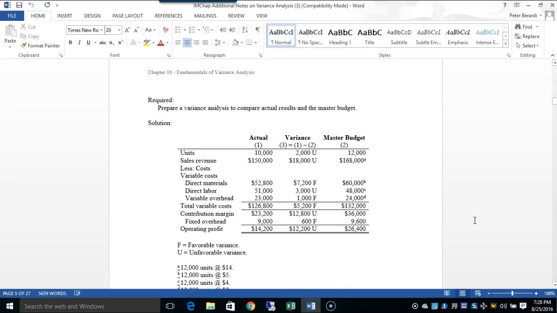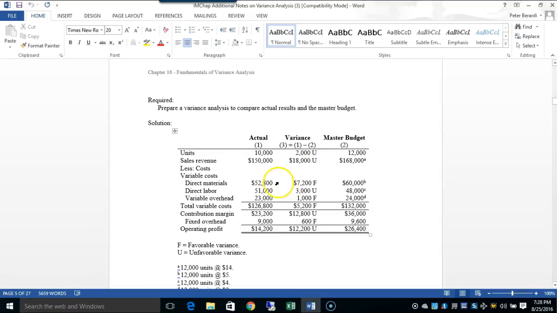A simple, straight actual to master budget income statement with units on top here is as follows. Actual sales were $18,000 less than master budget. Therefore, revenue is lower. A lower revenue reduces operating profit, so it was unfavorable.